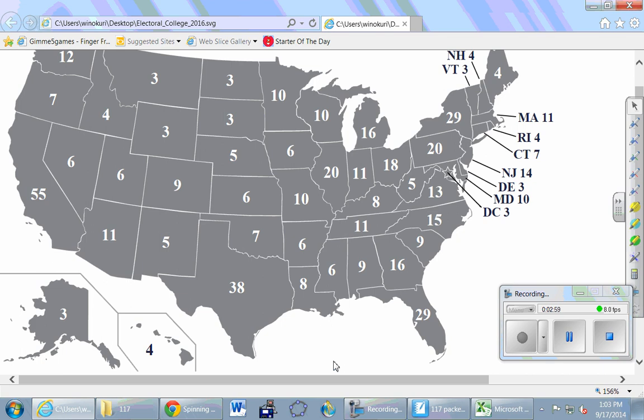Can anybody find the biggest number on this list? So we look all the way over there, 55 for California. That's the highest number. Next highest is down here in Texas, 38. Florida and New York are tied at 29, and then it meanders down to the smallest numbers we see, of which there are a bunch of 3s. Montana, the Dakotas, Alaska, District of Columbia gets 3, Delaware gets 3.